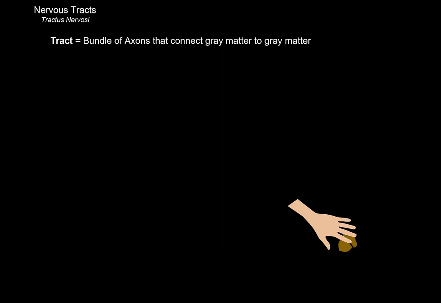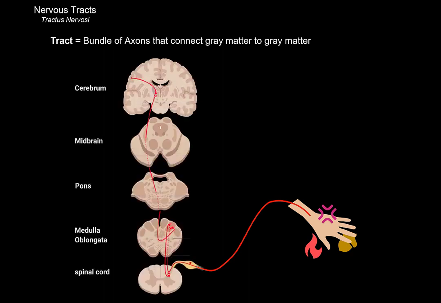It's tracts, nerve tracts. Nerve tracts are bundles of axons that connect gray matter to gray matter, or fibers that connect nuclei to nuclei. So imagine a hand that either touches something, senses temperature, or gets pinched. All of those will activate specific nerves that lead impulses towards the spinal cord, leading signals through specific places towards the spinal cord and the brain in order to understand what just happened and react to it.